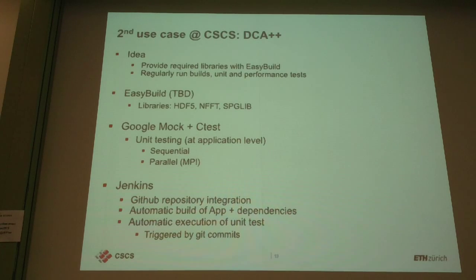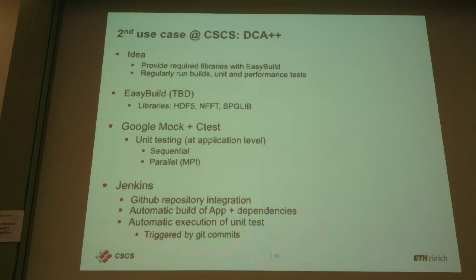The second use case is more user-oriented. DCA++ is a user application, and it has dependencies that we usually don't have in all of our systems. For example, HDF5 with C++ interface, because it's made in C++, usually you have only HDF5 for C and Fortran. And so the idea here is to first use EasyBuild to provide the libraries, and then use Jenkins to run the regression and unit tests for two things: to test if the application is compiling and running correctly, and also to monitor the performance.